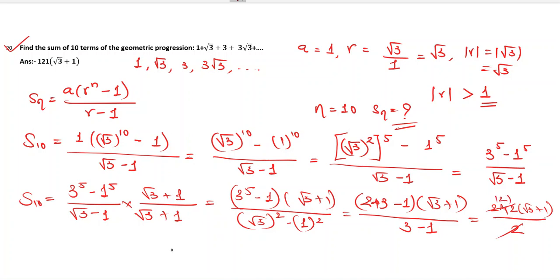So the final answer, you don't have to put it in points, okay? In GP, you can leave the final answer in roots and in fractions. 121 bracket root 3 plus 1. This is the final answer. So even if you have roots in your geometric progression, you can find the sum of n terms. So that was question number 16.